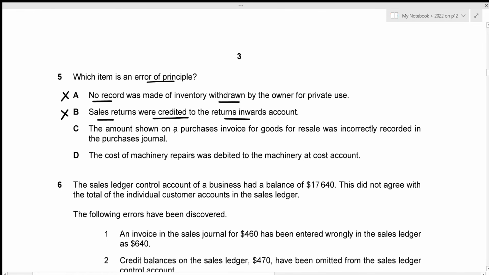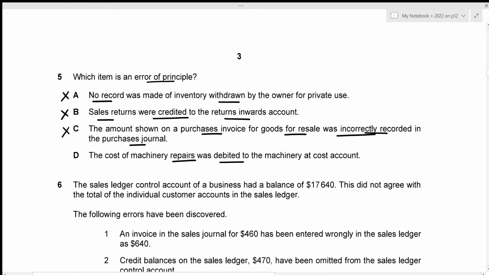The third one is the amount shown on the purchases invoice for goods for resale was incorrectly recorded in the purchases journal. So we're just recording the amount incorrectly, which is an error of transposition and not an error of principle. So option C is incorrect as well. And the last option we have is the cost of machinery repairs was debited to the machinery at cost account.